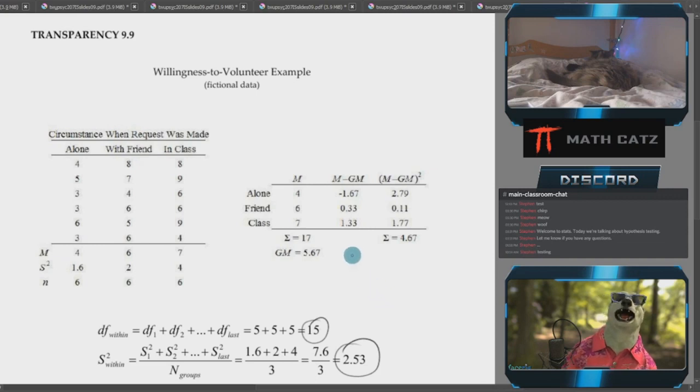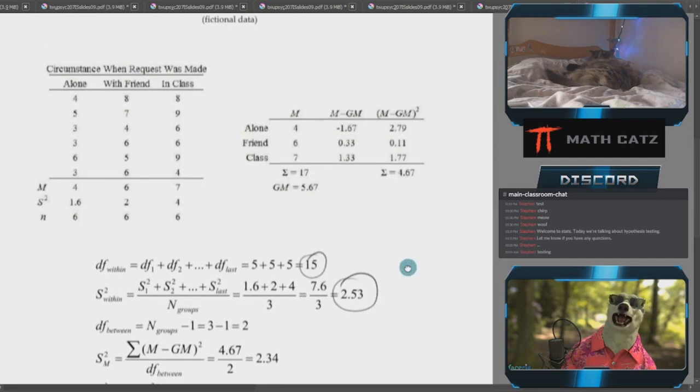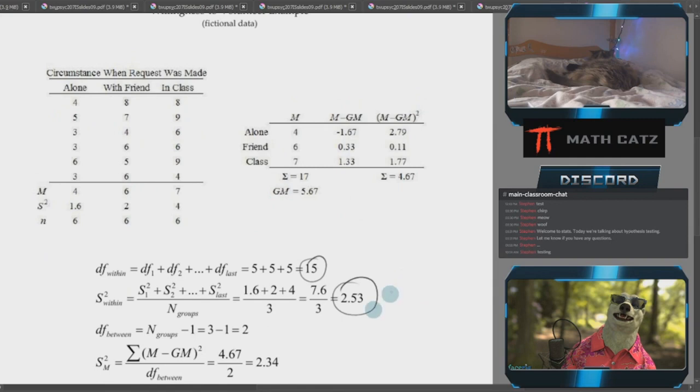Then we zoom out. I imagine zooming out, and now each group is represented by a single number, its mean. And I take the mean of that, called the grand mean, and then I calculate the variance estimate that way. And I get the degrees of freedom, the number of groups minus 1.